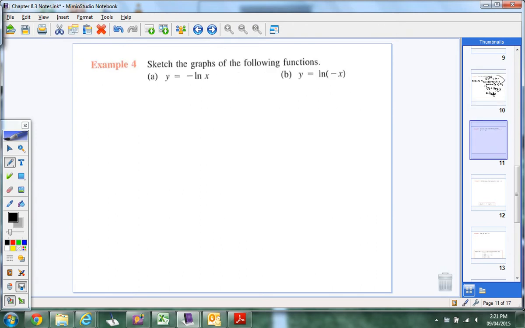Okay, so sketch the graphs of the following functions. We're just going to look and see what happens here. We already know what ln of x looks like.